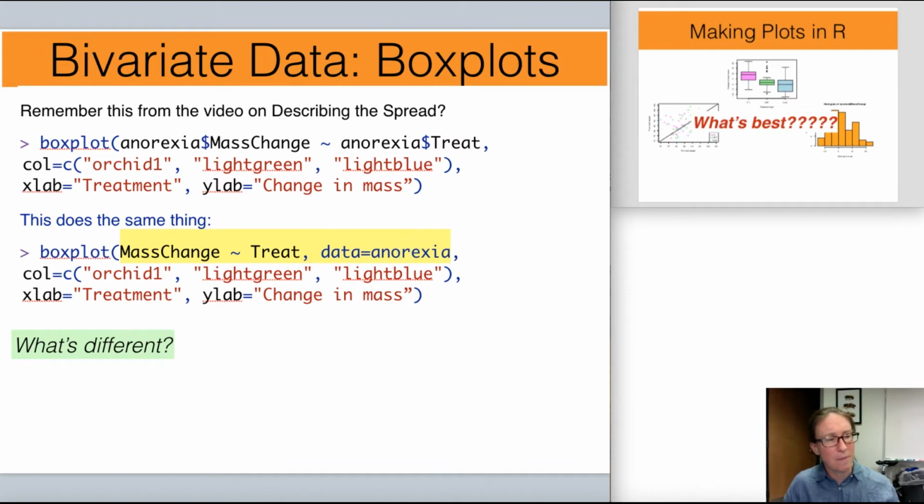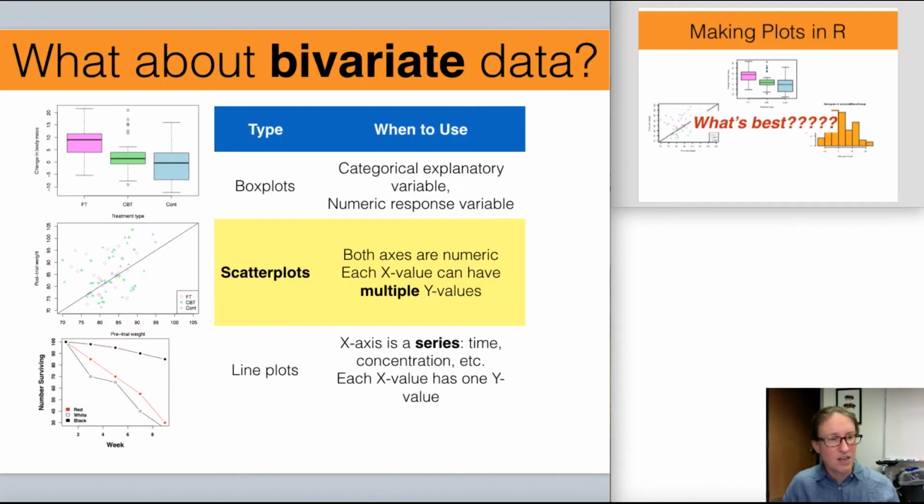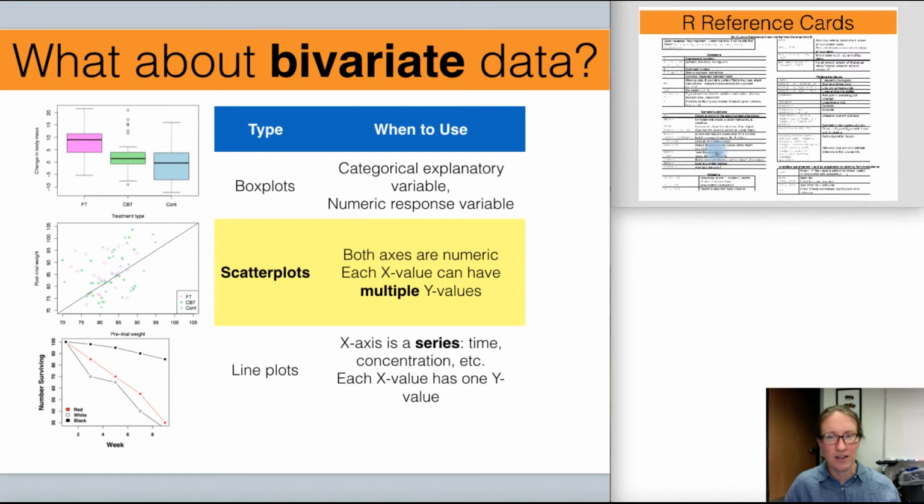All right, so hopefully by now I've convinced you we've looked at box plots a bit, so they're fairly straightforward to generate. You'll have more opportunities to practice this. So now let's keep moving and we'll take a look at scatter plots. So you need to generate a scatter plot if you've got two numeric axes and each x value can have multiple y values. So let's switch over to RStudio to take a look at scatter plots.